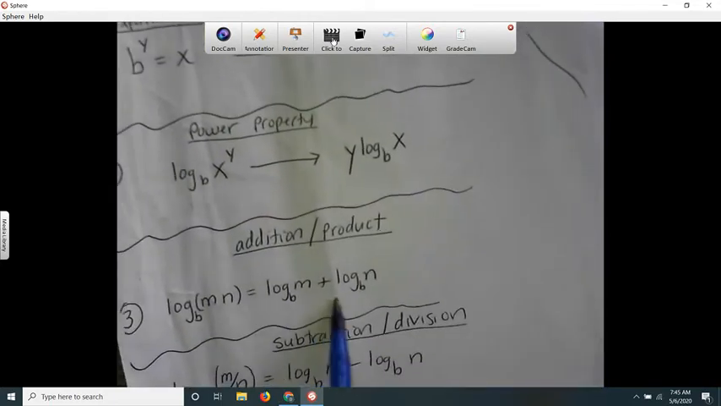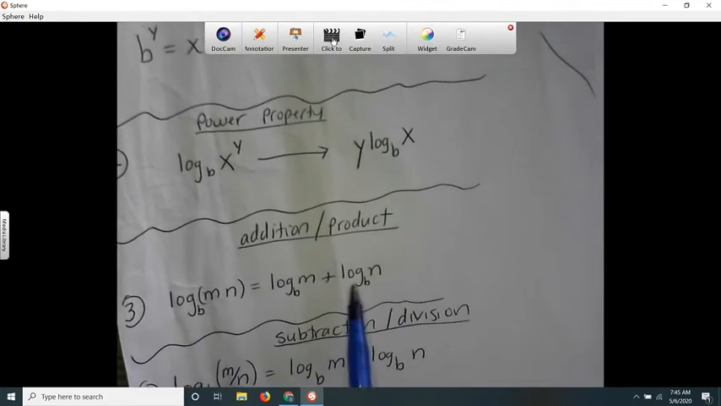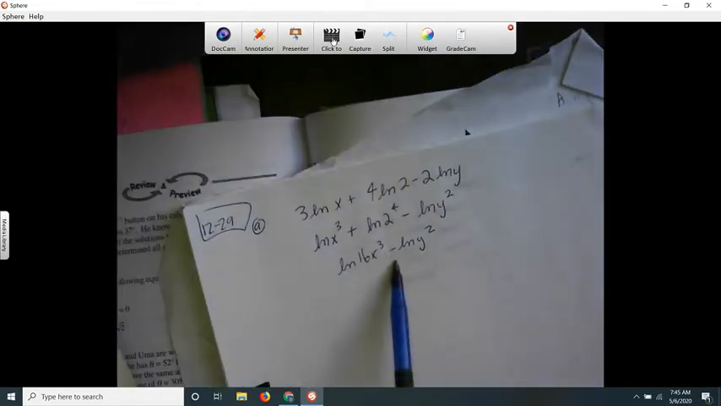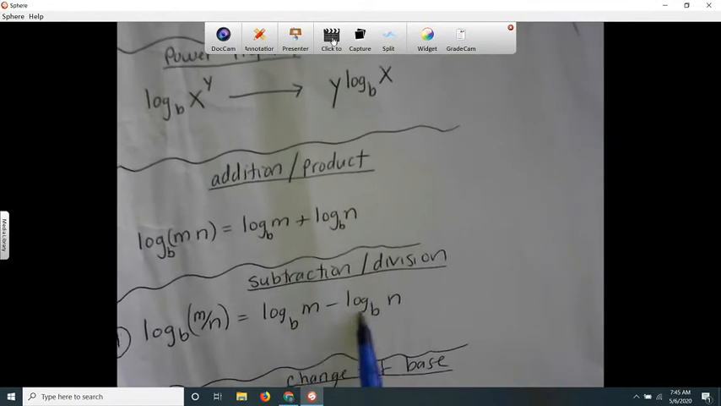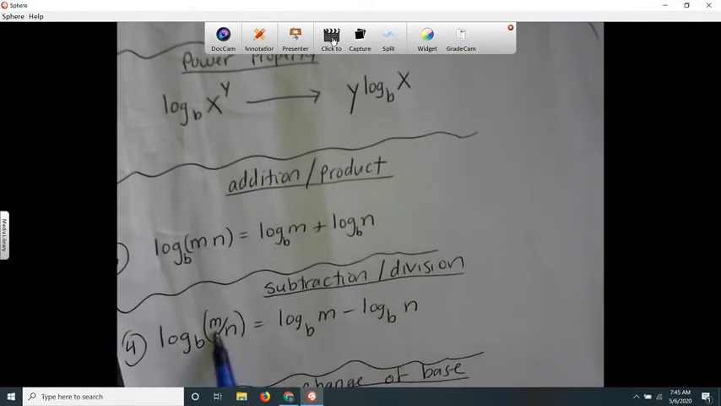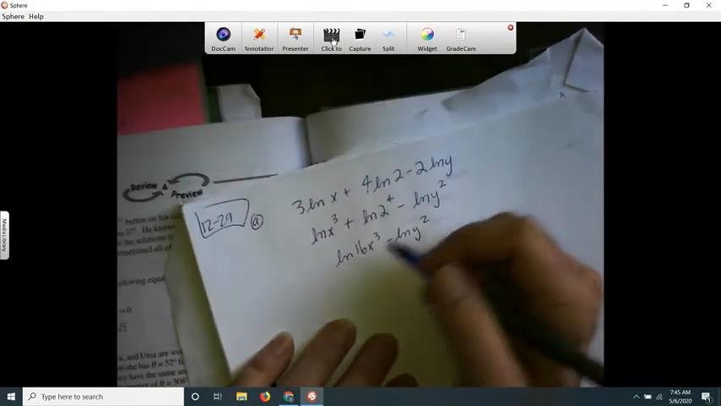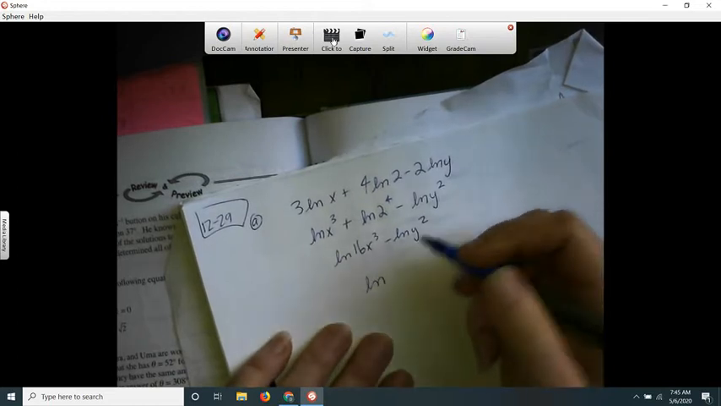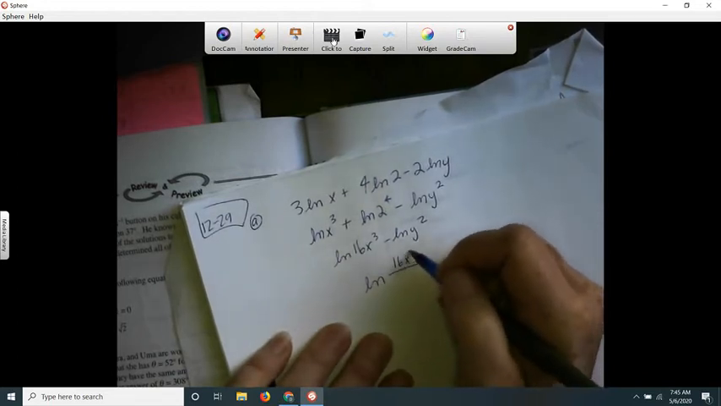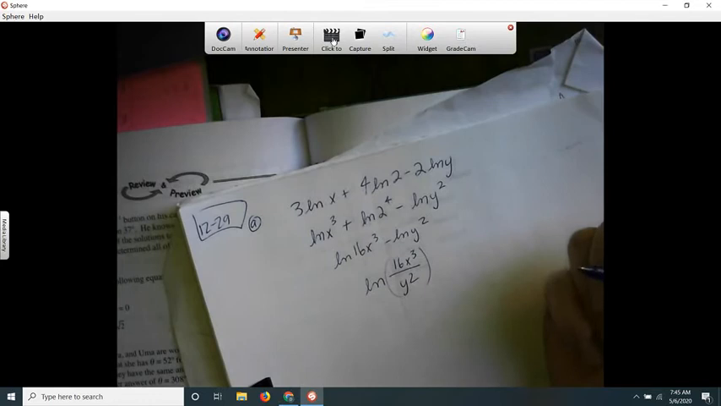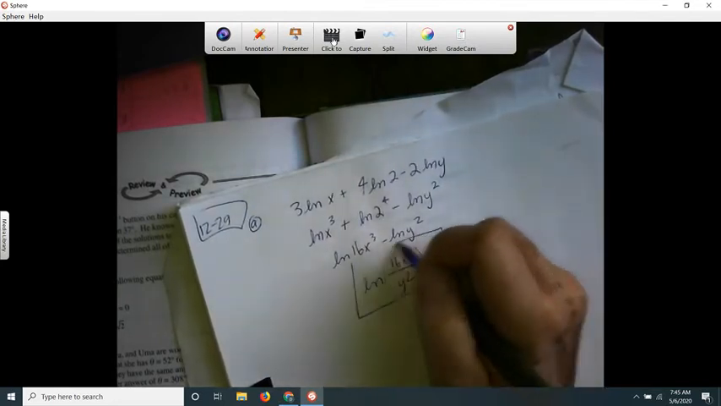Okay, so I just found out what that was, and then I used this property right here. And then now I'm going to use the subtraction and division. Because I have a subtraction right here, see the minus sign? When you have a subtraction, you can take these 2 arguments and do a division on them and write it as a single logarithm. So this will be... I think that's about it. I think that's all we can really do to it. It's done. It's written as a single logarithm.